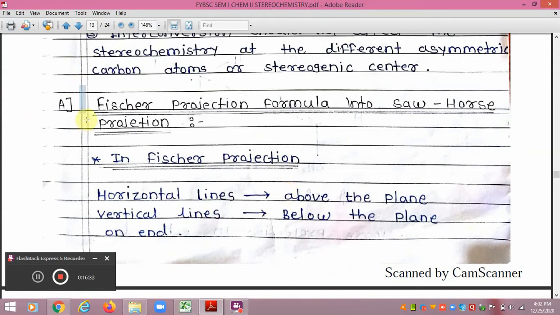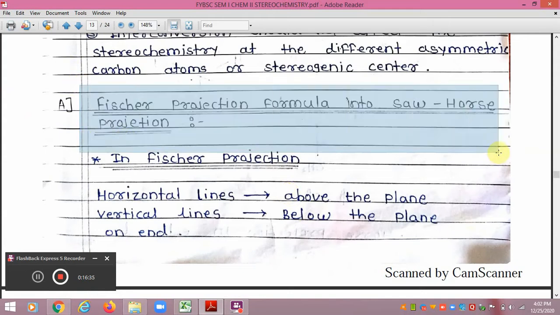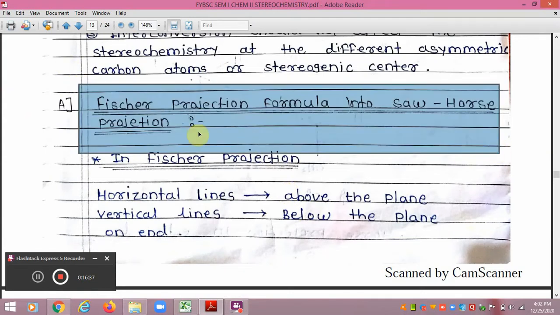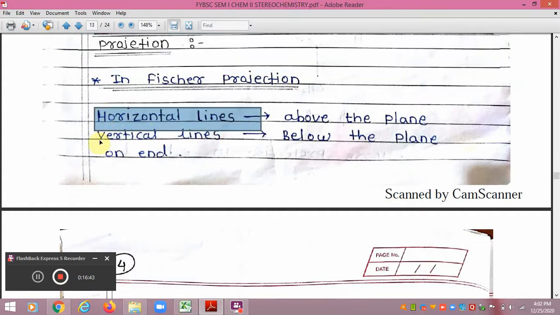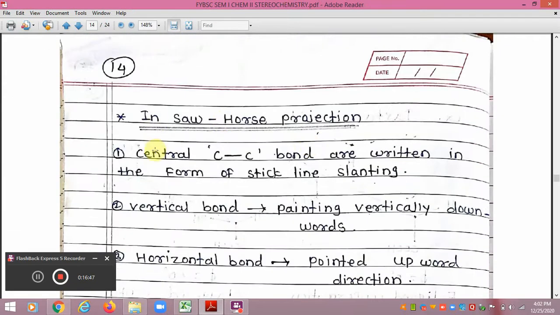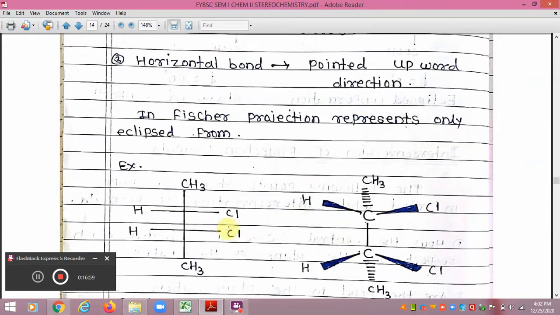So the first interconversion we can talk about is Fischer projection into Sawhorse projection. In the Fischer projection, the horizontal line indicates groups above the plane and the vertical line indicates groups below the plane. In the Sawhorse, the central carbon-carbon bond is written in a slanting manner, vertical bonds point in the downward direction and horizontal bonds point in the upward direction. So this is the important thing.